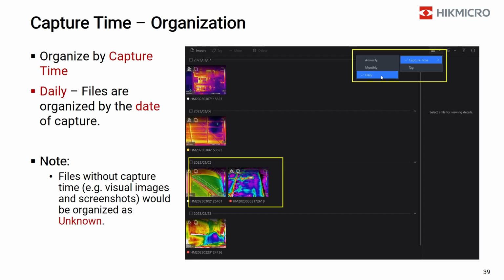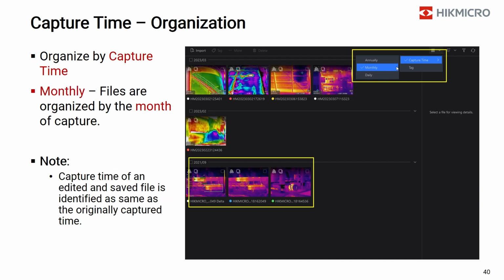In addition to tag, image files could be organized by capture time as well. As demonstrated in the figure, in the mode of daily, files are in the arrangement of the specific date of capture. Users should be noted that files without capture time, such as visual images or screenshots, would be organized as unknown.